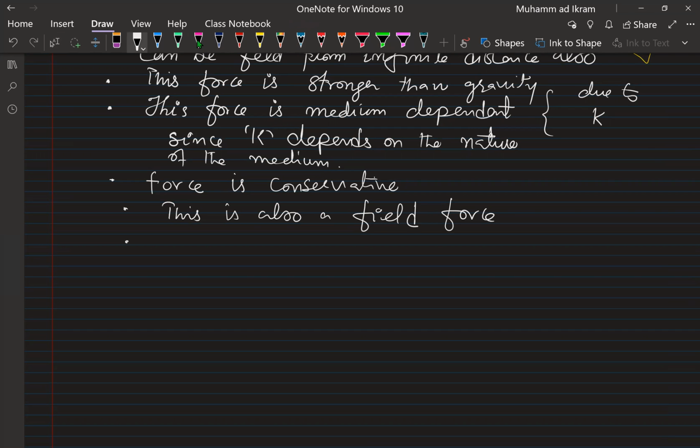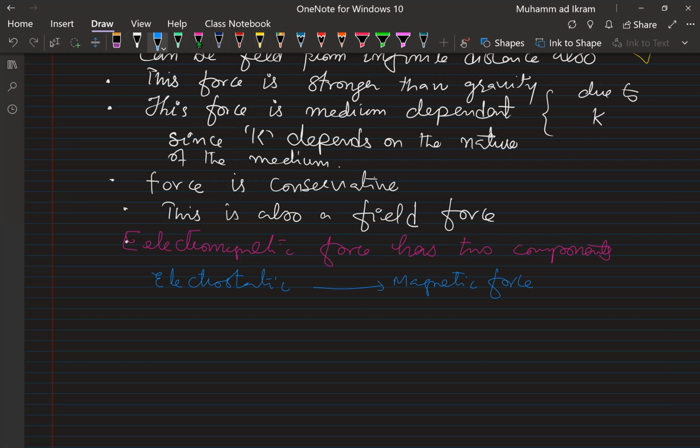Now there are two parts to this force. The electromagnetic force has two components, right? Because it is a unified force. In the two components, one such component is the electrostatic force, and contrary to this, the other force is the magnetic force.